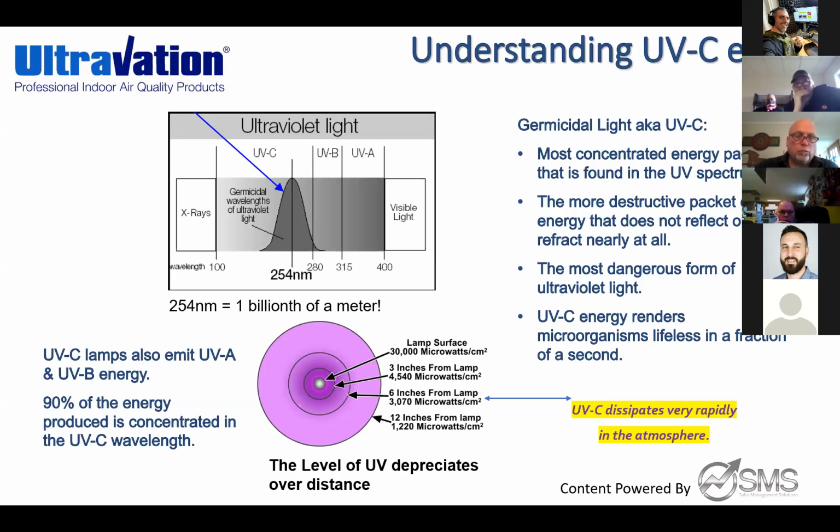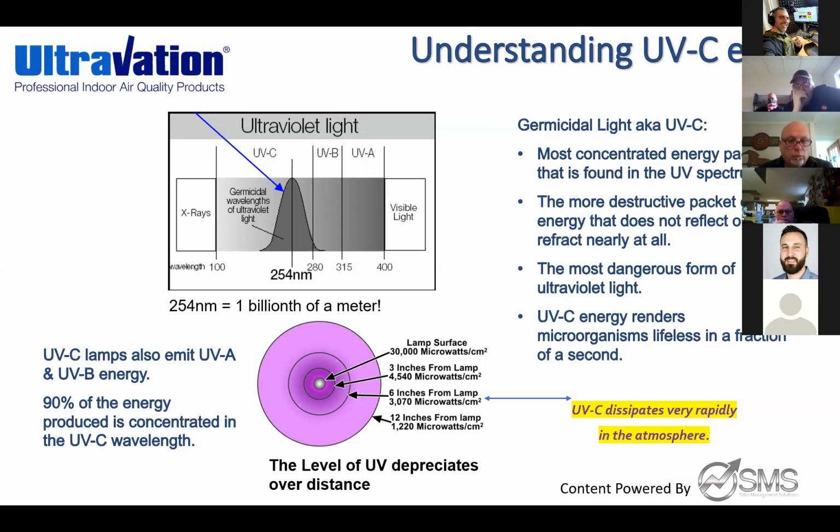Oh, I'm sorry. Before we get into that, we're going to understand UVC energy first. So basically, if you look at the top left picture here, you're going to see UVC on the spectrum, in conjunction with UVB and UVA. And you can see how it peaks here. So when we're looking at UVC, we're looking at how it is the most concentrated energy packet that is found in the UV spectrum. That's the UV spectrum we're looking at in that first picture on the left, and you can see how it peaks. That just means it's the most concentrated energy on that spectrum.